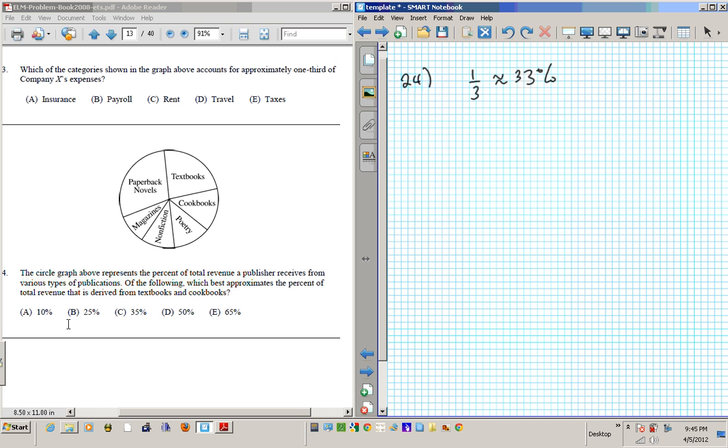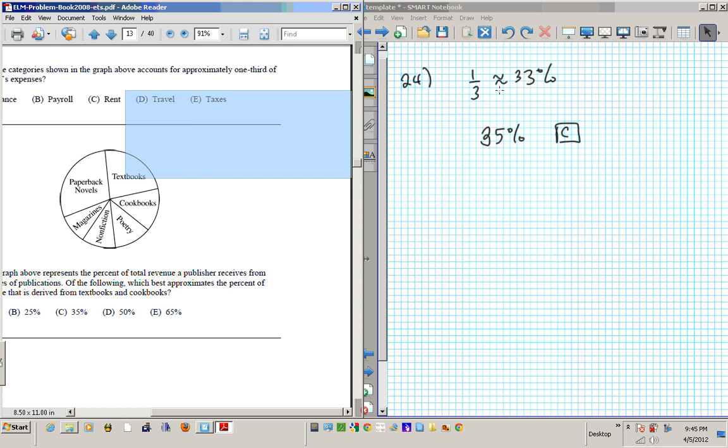So which of these percentages right here is closer to a third? 35%. Okay? So our answer is going to be 35% because it's very close to a third. So our answer is C. Okay, remember we're doing textbooks. This section and this section, these two sections combined. All right, that's what we're looking at. Okay, so that's that.